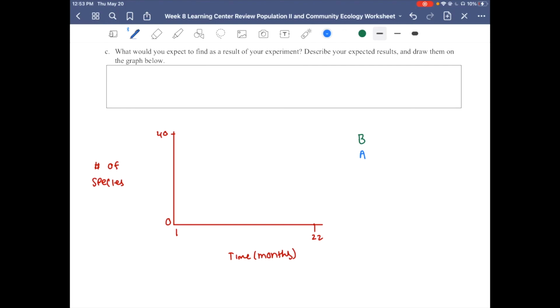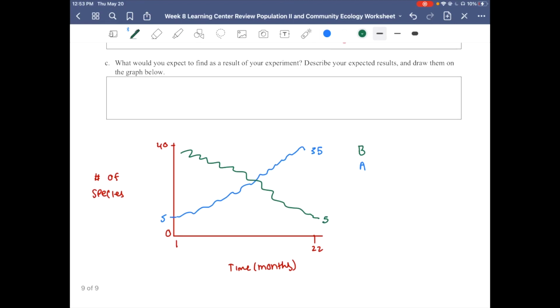So what happened to the population of A was that it went from 5 all the way to 35, and for B, it started at 35 and then gradually came down to 5. So this was the kind of graph that's supposed to be here, but it just didn't transfer over. But so here, this would be a possible design.